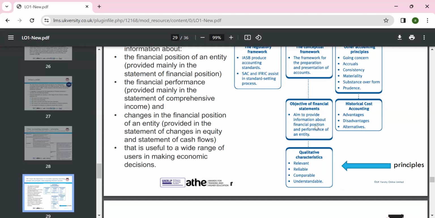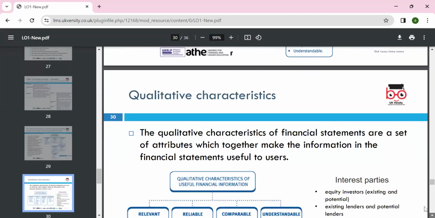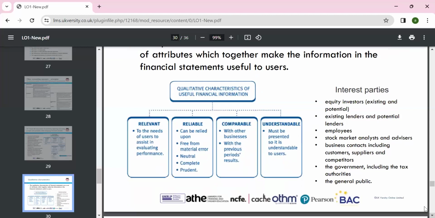So we can look around these, and that is very crucial, because that helps to reduce the transactions, and we need all the information to be true and fair. Other qualitative characteristics, which are the enhanced ones, we can look around. These are: relevant, which needs to help the user in evaluating the performance; reliable, which can be relied upon and is free from material error, and needs to be neutral, complete, and prudent.